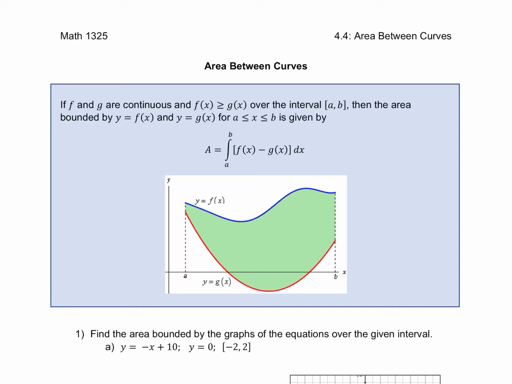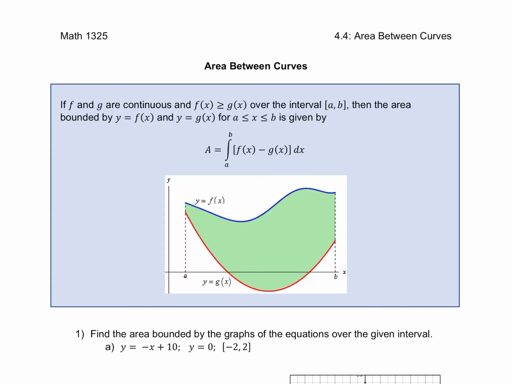Section 4.4, which is about the area between two curves. This is just expanding on the area interpretation of the integral that we saw in the previous section. We know that the integral of a function is in some sense just the area underneath that function. So let's say that we want to find the area between two functions, so this green shaded area.